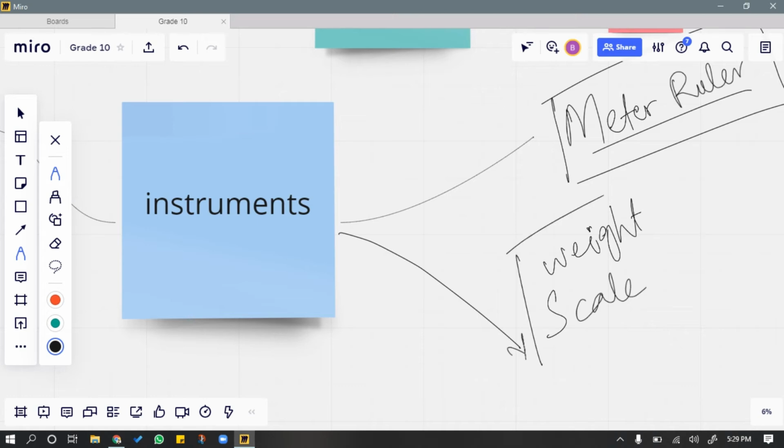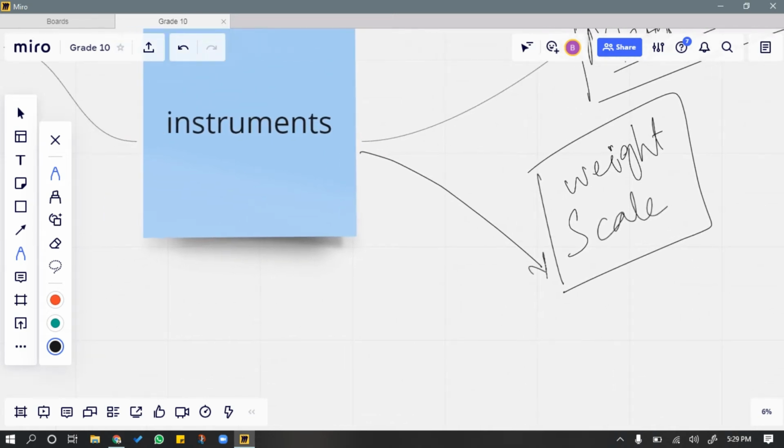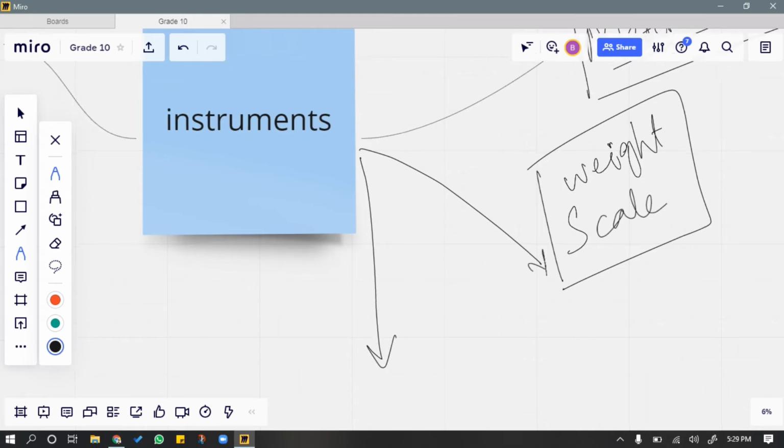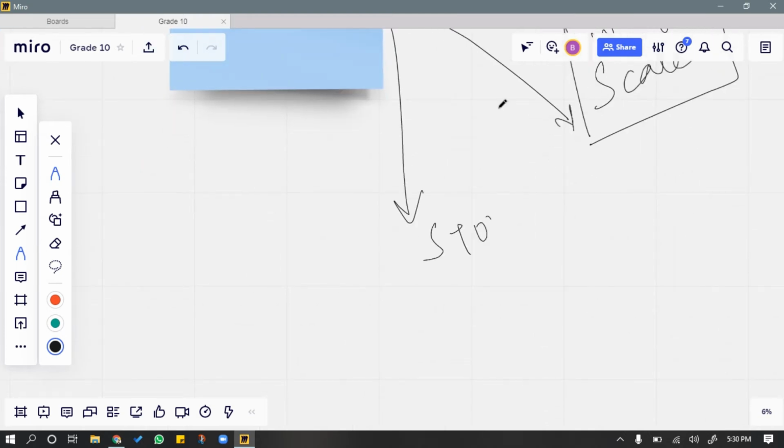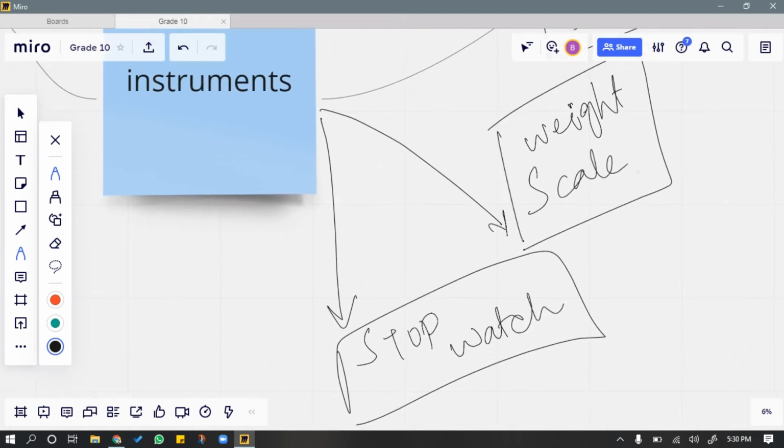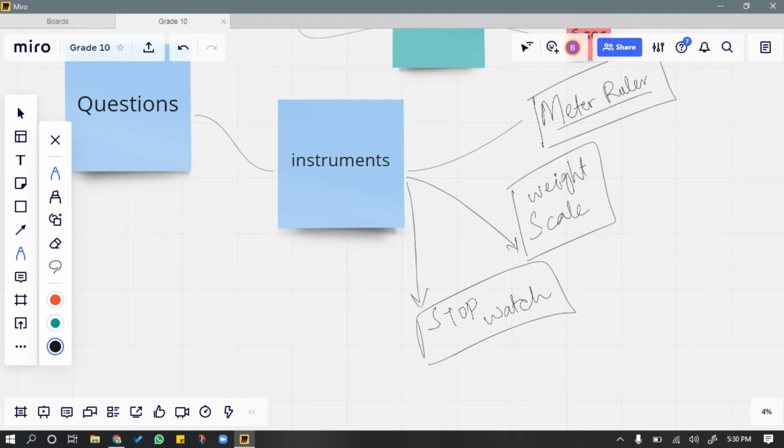This is another instrument which we use for measuring different other stuff. Third is your stopwatch, for finding time between 2 points or for finding how much time has passed. So my question was how to measure those quantities. We have some instruments which we designed for measuring those measurements, and those instruments are in front of you: meter ruler, weigh scale, stopwatch. These are some of the examples.